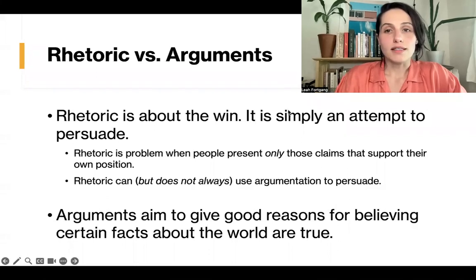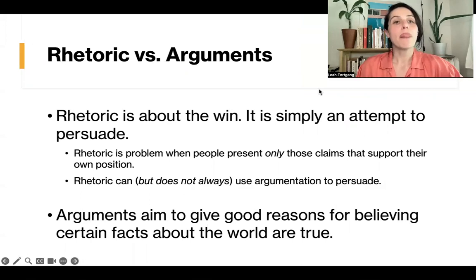One of the first things that we want to bear in mind when it comes to assessing arguments, thinking about arguments, evaluating arguments, looking at good reasons for supporting certain arguments, is that we want to make a distinction between what we might call rhetoric and arguments.